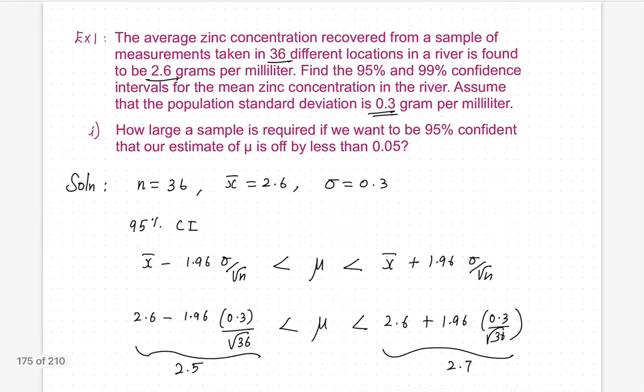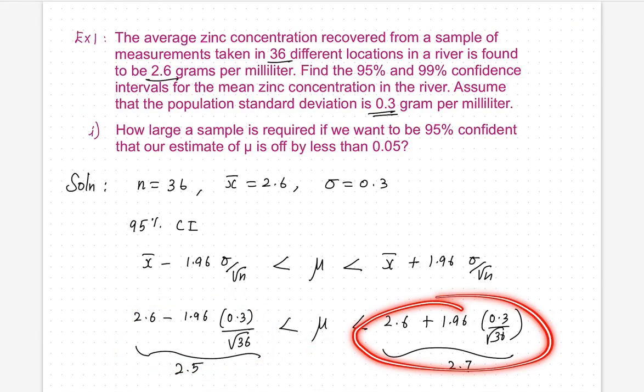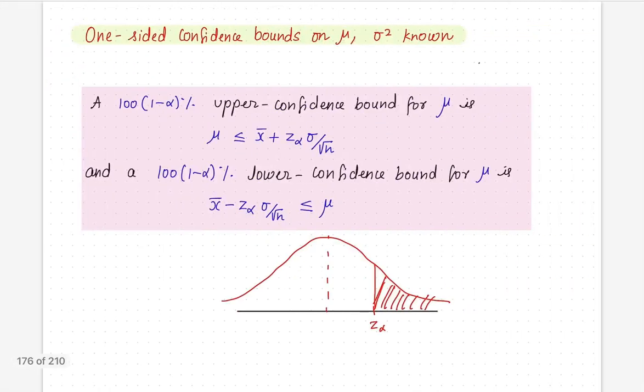In the two-sided case we have an upper bound as well as a lower bound. This is a lower bound for the population mean, and this is an upper bound for the population mean. In most problems we may be interested in, or sometimes need to find, only upper bounds or lower bounds. In this case this is an upper bound for the population mean, and the lower bound is minus infinity, and this is a lower bound for the population mean, and the upper bound is infinity. This is under 1 minus alpha percentage confidence.